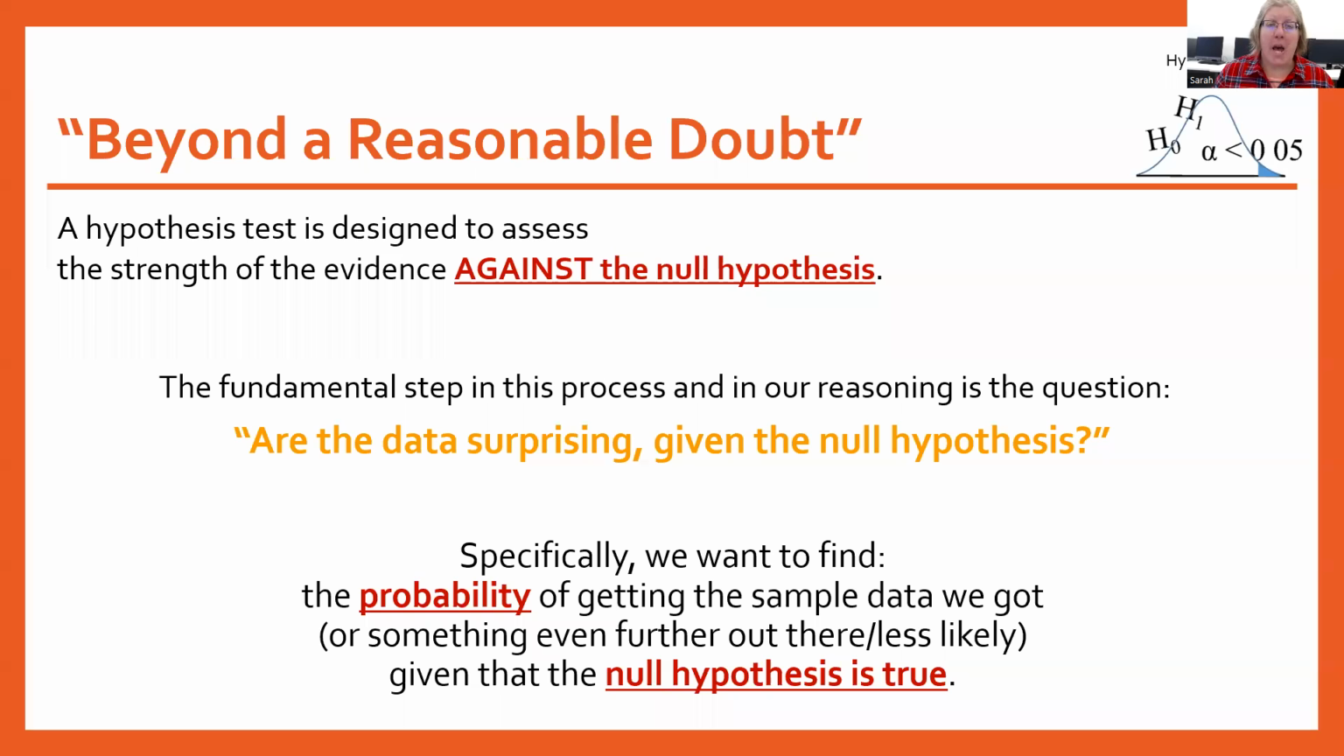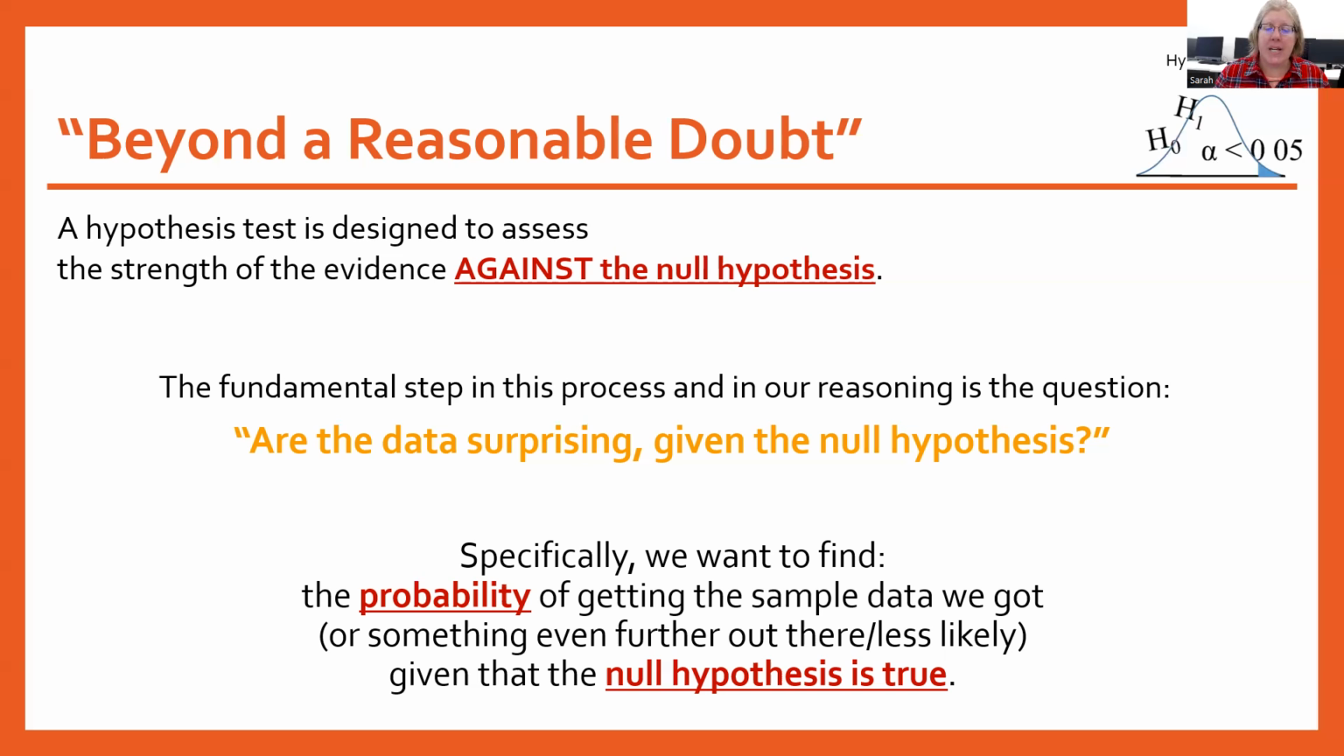Before we can really define that probability or p-value, we need to look at the hypothesis test a little more closely. So a hypothesis test is designed to assess the strength of the evidence against the null hypothesis. So the fundamental step in this process and in our reasoning is the question, is the data surprising given the null hypothesis? So if we go back to that basketball free throws, is it surprising that I only made 44% of my free throws if I'm really a 75% free throw shooter? The answer to that is yeah, that is a really surprising result.